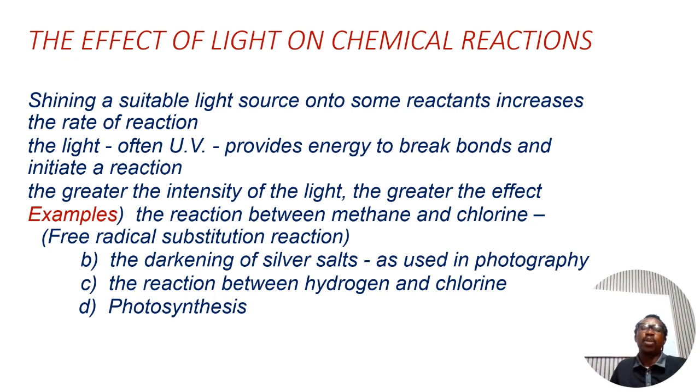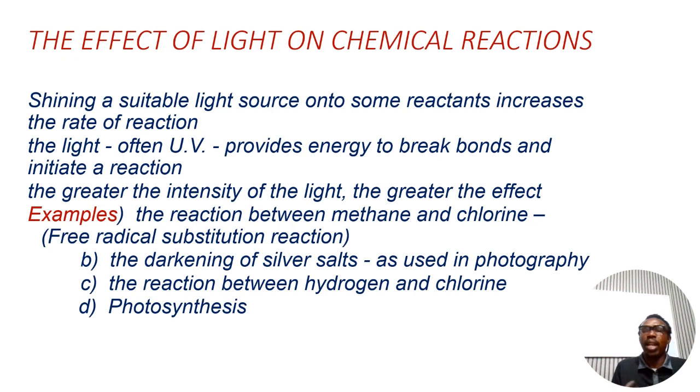Some examples of photochemical reactions are the reaction between methane and chlorine, which is a free radical substitution that takes place in the presence of UV light, breaking the halogen, for example chlorine or bromine, to form free radicals. Other examples are the darkening of silver salt used in photography, the reaction between hydrogen and chlorine, and photosynthesis. These are examples of photochemical reactions. Photosynthesis cannot take place in the absence of light. It is the process whereby plants manufacture their own food using carbon dioxide and water in the presence of light.